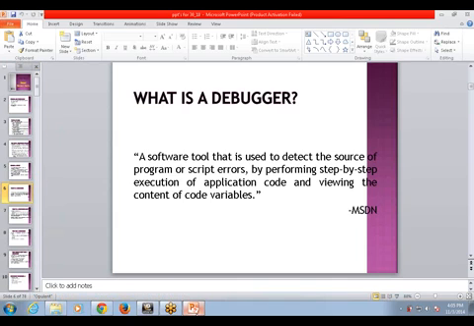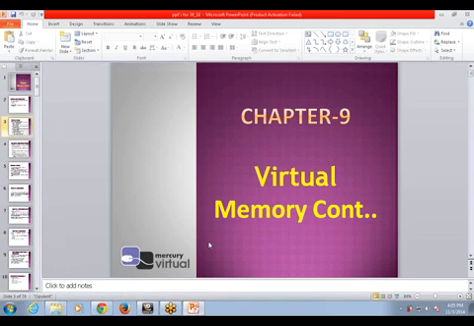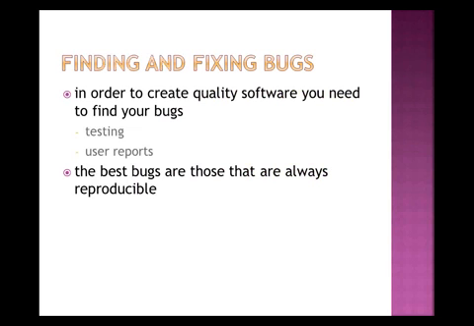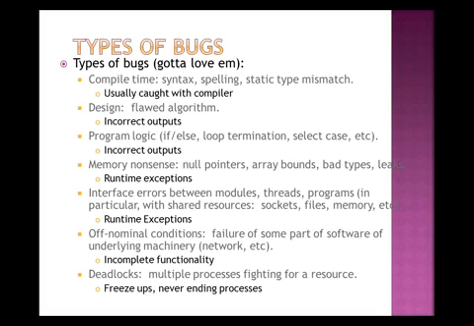In the last class we studied debugging techniques. We continued with the virtual memory concept, and the last topic was the debugger. Then we studied finding and fixing bugs, that is how to find and how to fix a bug. But first of all, we studied what a bug is and what types of bugs are available for debugging. So the first topic we studied in the last class is finding and fixing the bugs.